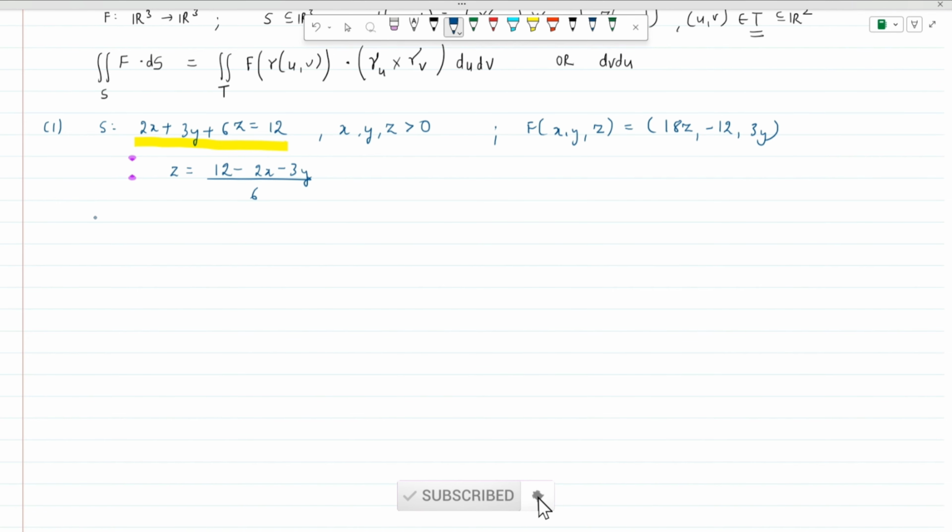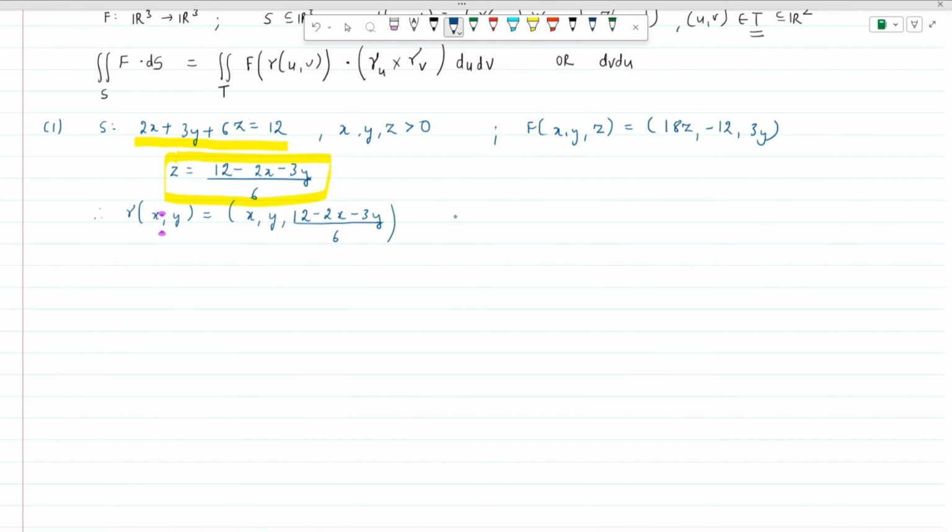So what we can do in this case is, instead of introducing new variables u and v for parameterization, we can say that the surface S is parameterized as gamma of xy, where the x ordinate is x, the y ordinate is y, and the z ordinate is given by this expression. So we can replace the z ordinate by 12 minus 2x minus 3y upon 6. And we got to give the domain for x and y because that will be the region of double integration. So currently I'll say that x comma y belongs to T.